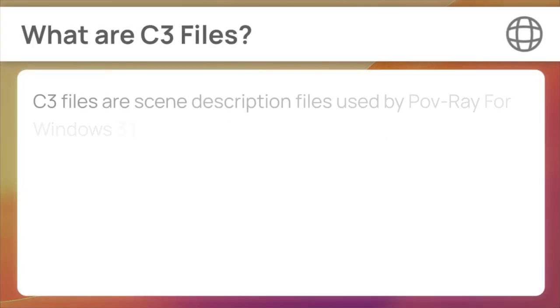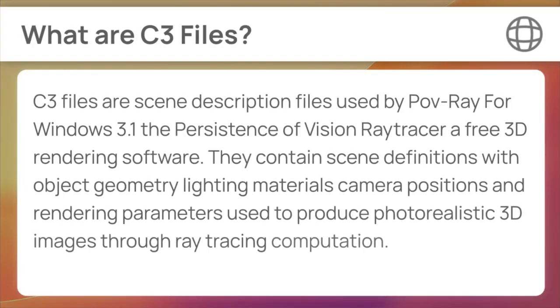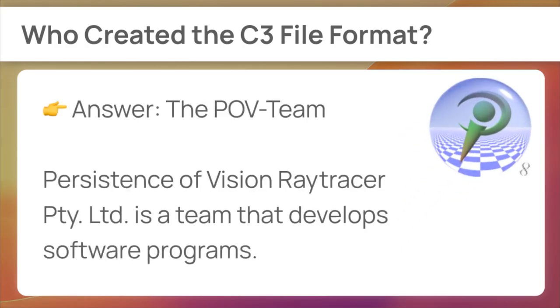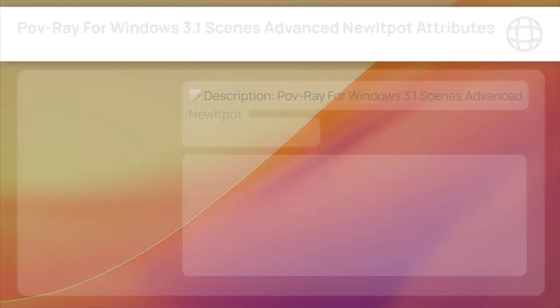C3 files are scene description files used by POV-Ray for Windows 3.1, the Persistence of Vision Raytracer, a free 3D rendering software. They contain scene definitions with object geometry, lighting, materials, camera positions, and rendering parameters used to produce photorealistic 3D images through ray tracing computation.